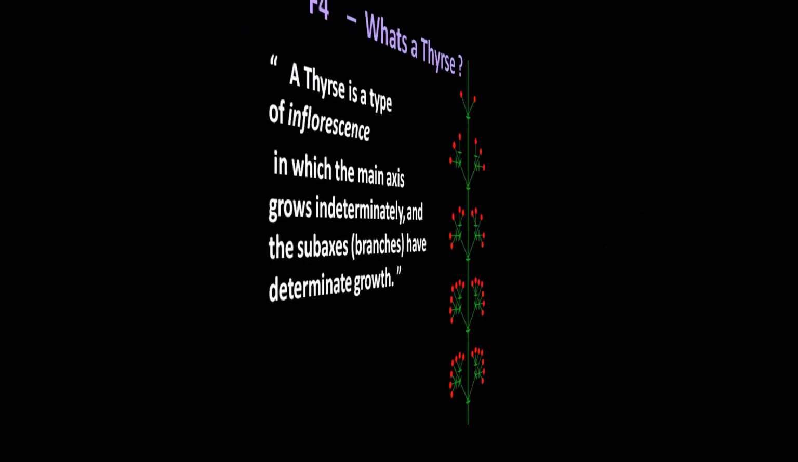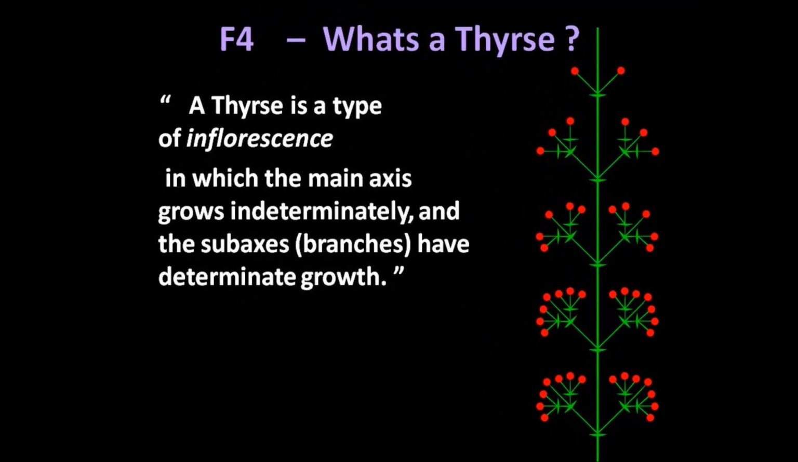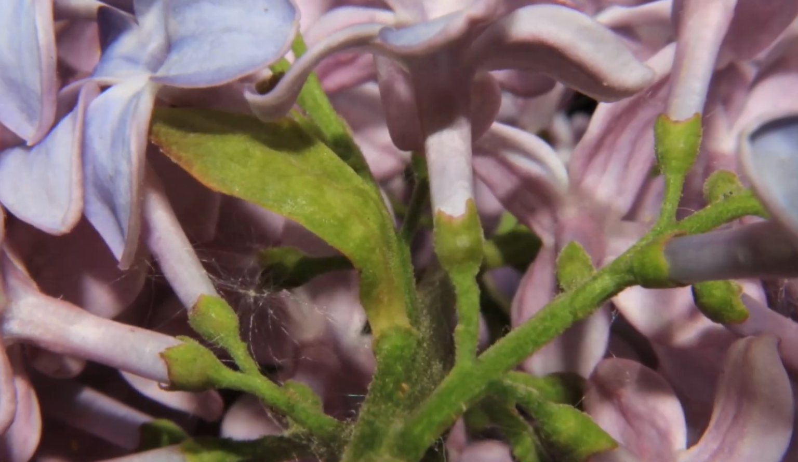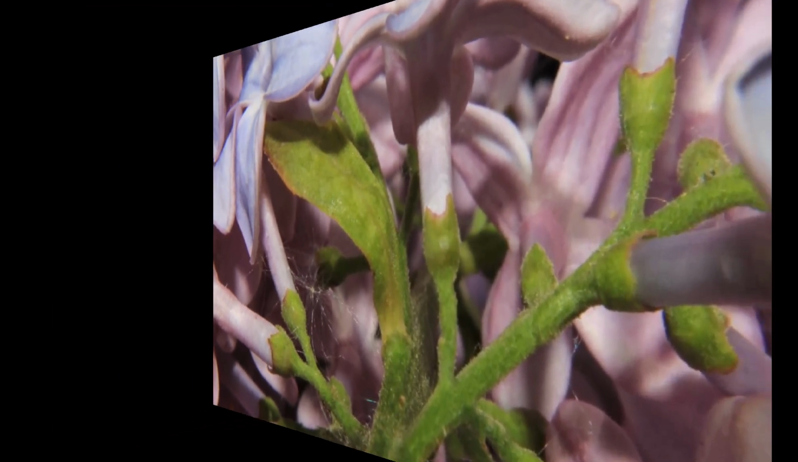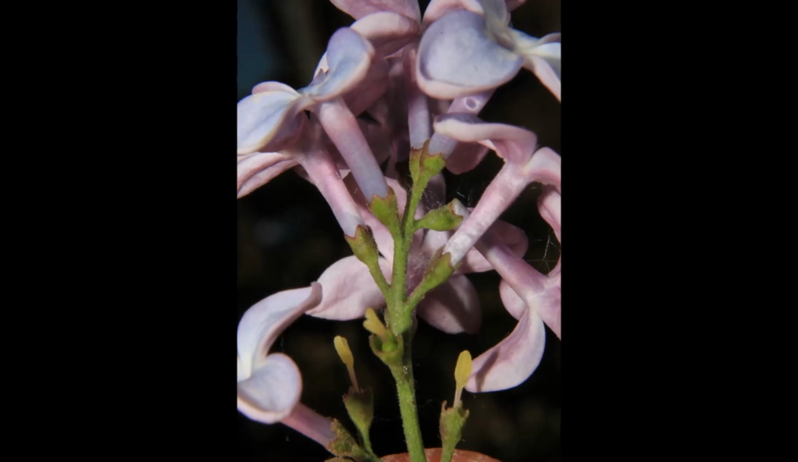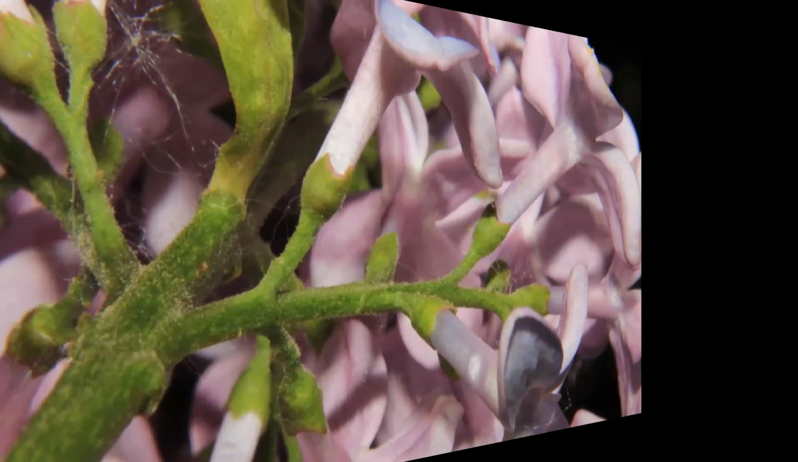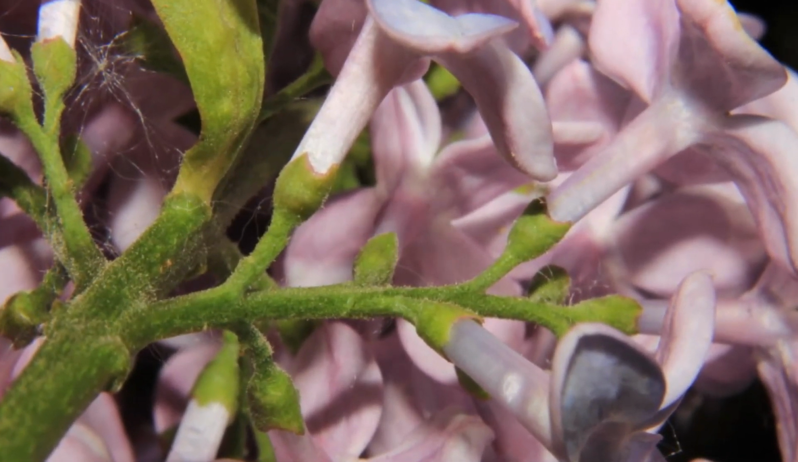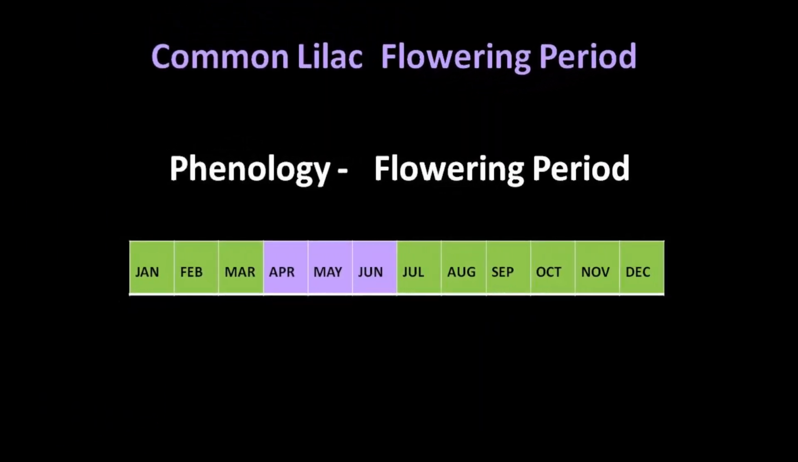And finally, the meaning of thyrse. A thyrse is a type of inflorescence in which the main axis grows indeterminately and the subaxes or branches have determinate growth. The following slides illustrate. The optimal flowering period for lilac is generally between April and June.